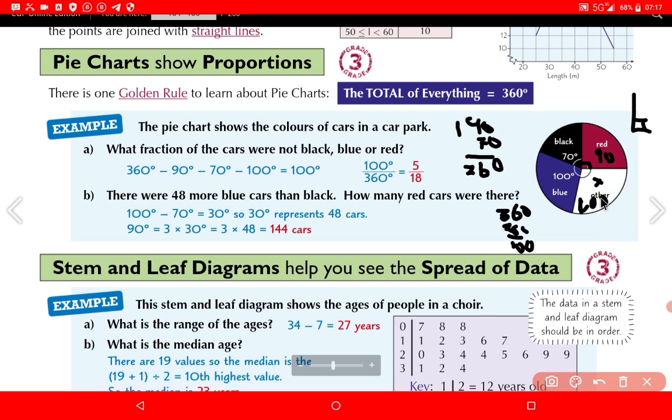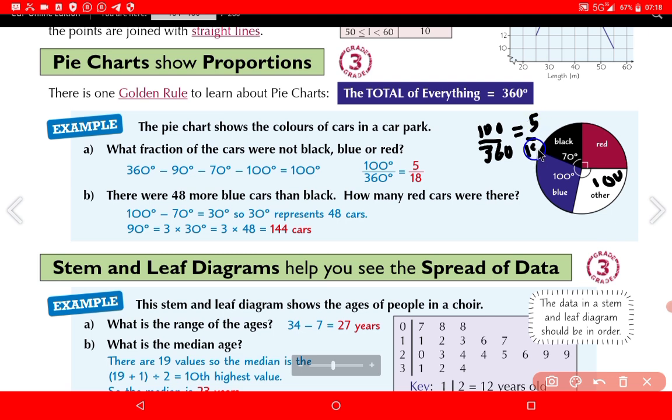So let's look at this example. The pie chart shows the colors of cars in a car park. What fraction of the cars were not black, blue or red? So the fraction here, how do you do it? What did we calculate here? We found 100. Since you're finding a fraction, you're going to do 100 over the total for everything, which is 360. You can reduce this to the lowest terms, and when you reduce it, you get 5 over 18.